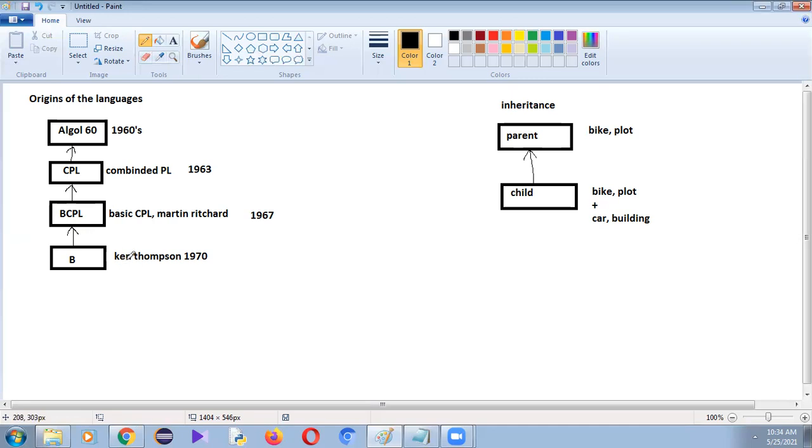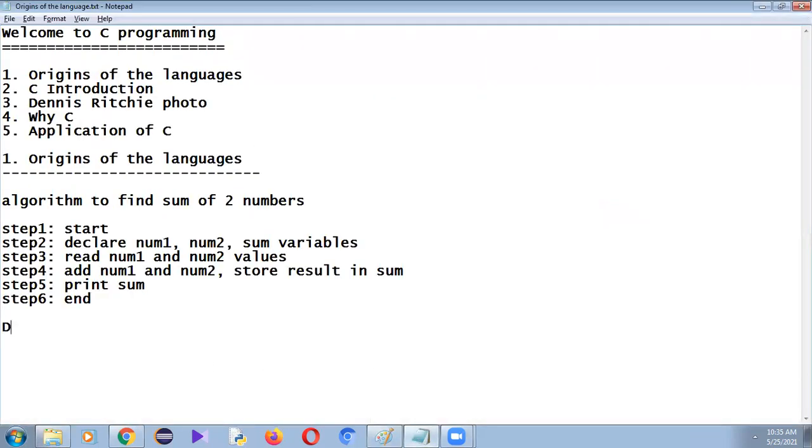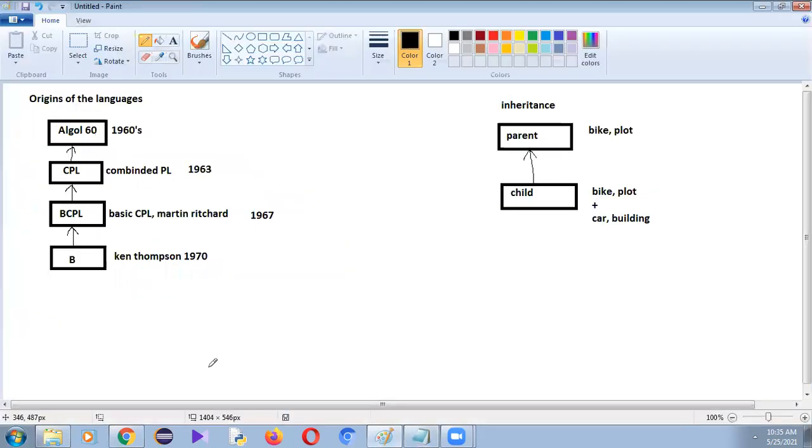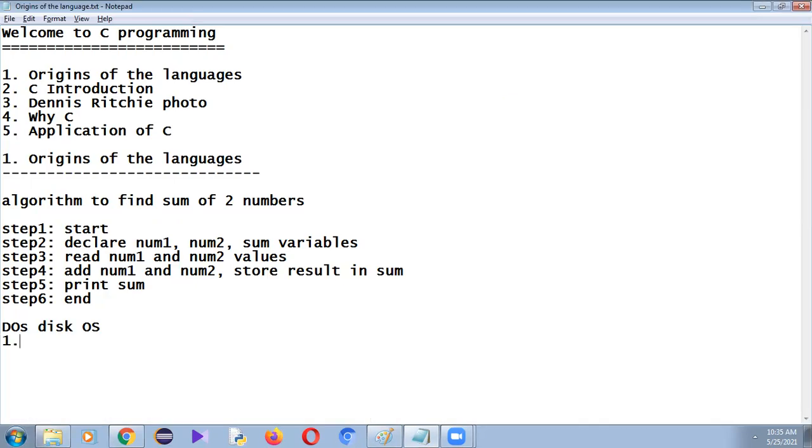At that time, before the invention of the B programming language, we were using the DOS operating system. Let's talk about the DOS operating system, which stands for Disk Operating System. Some of the main drawbacks were identified by Ken Thompson. The main drawbacks of DOS are, first, it is a single task operating system. And the second one is, it is a single user operating system.